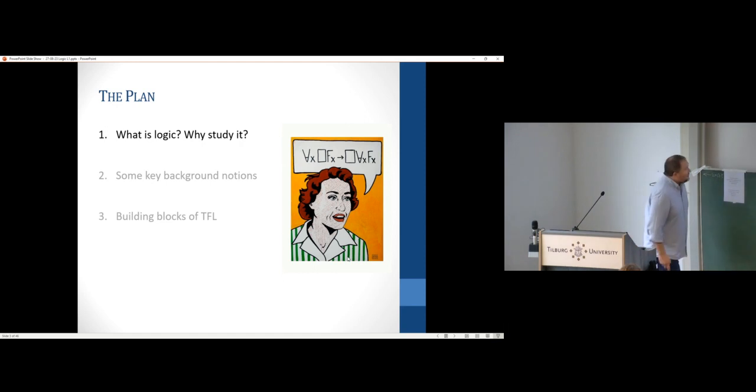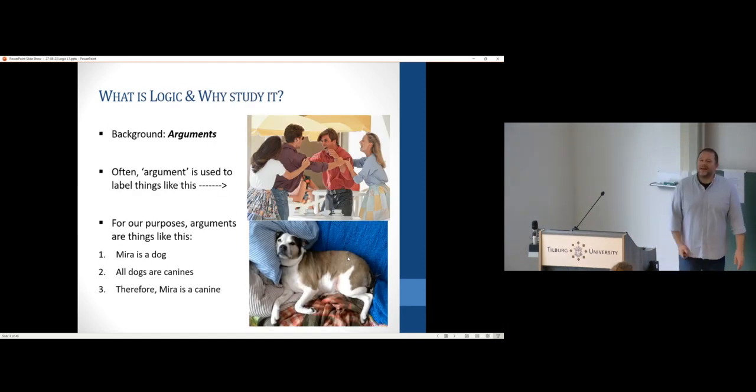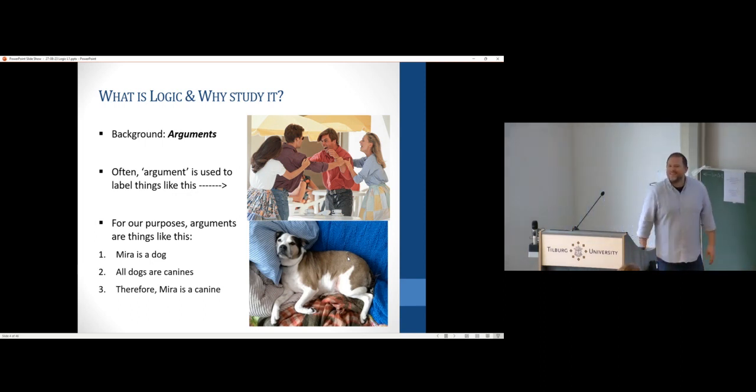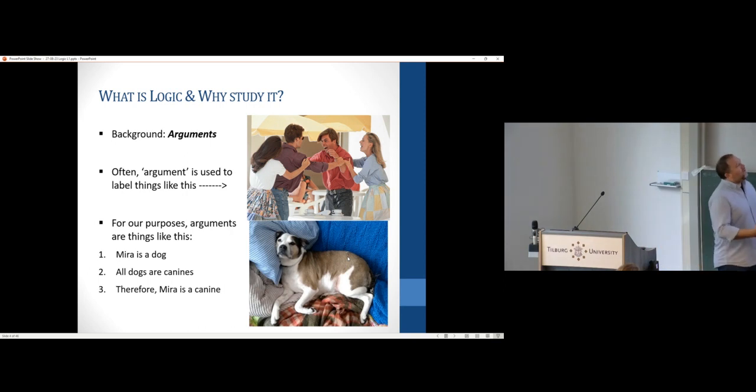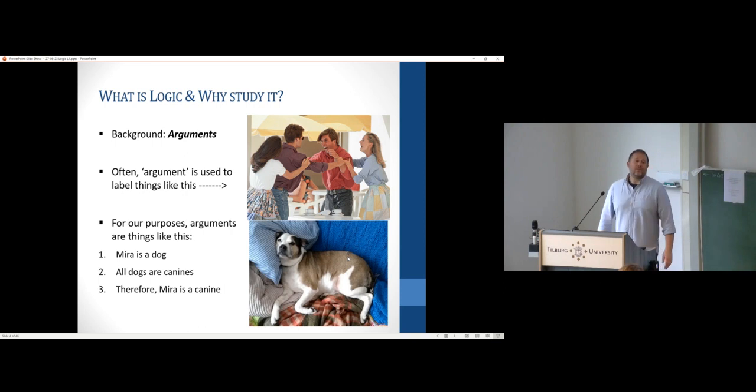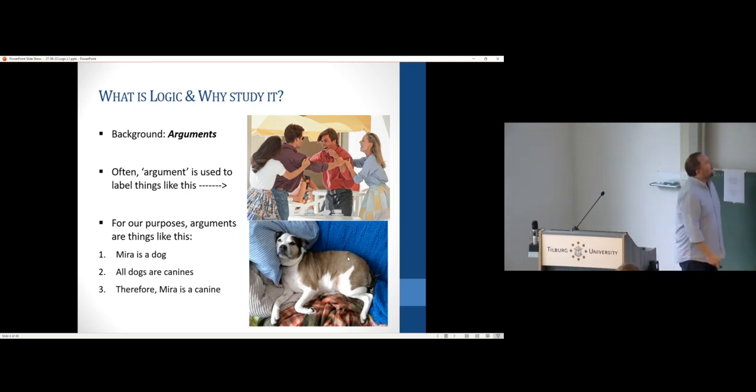So the place to start with all of this is arguments. Frequently the term is used to talk about that sort of thing, fights, but that's not really what we're after. For our sake, when we mean argument, we mean something like this, a kind of structured series of sentences. So we have 1, Mira's a dog. This is my dog, Mira. 2, all dogs are canines. And then 3, therefore, Mira is a canine.